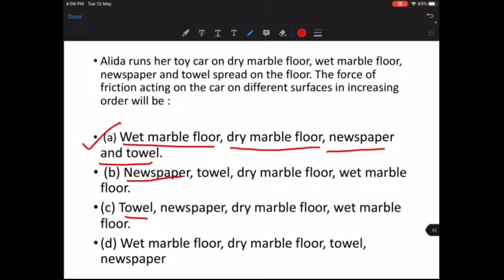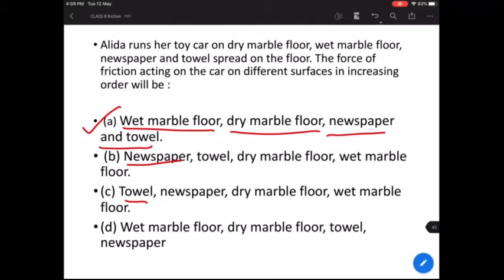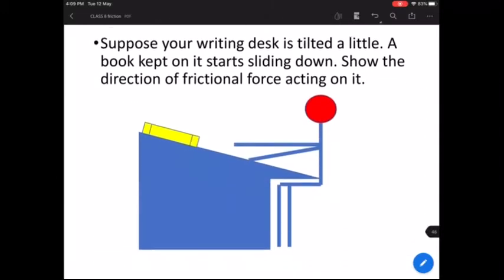Okay. Then the last one is wet marble floor, dry marble floor, towel and newspaper. So the last two options are given, interchanged. So the first option is the correct one. Okay. Next one, look at this, very easy again.